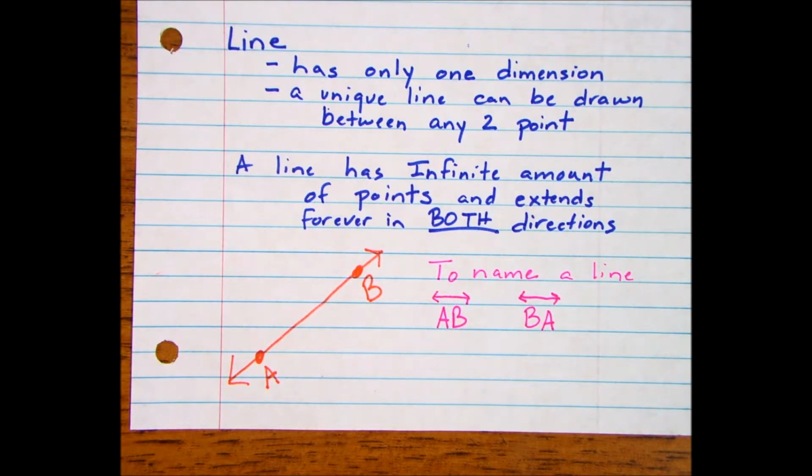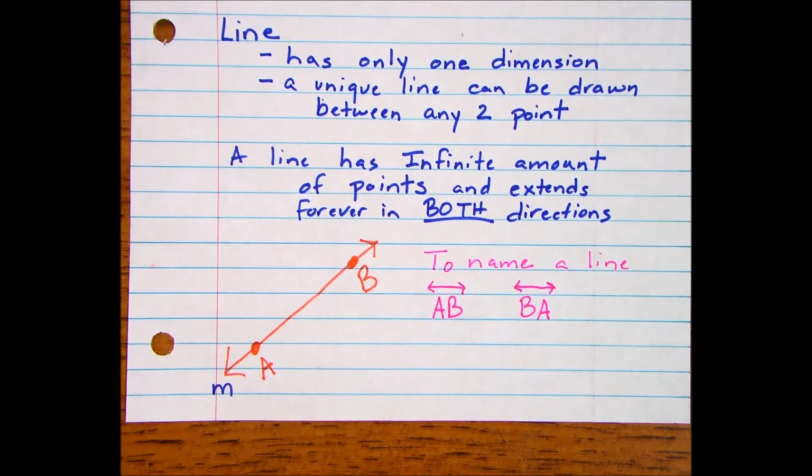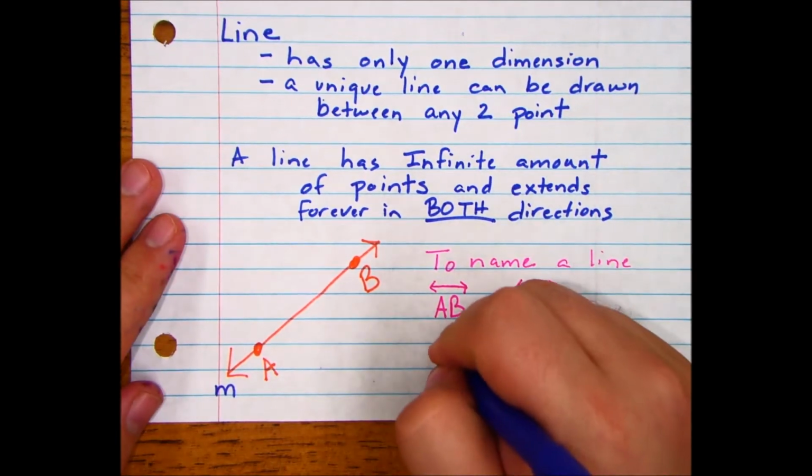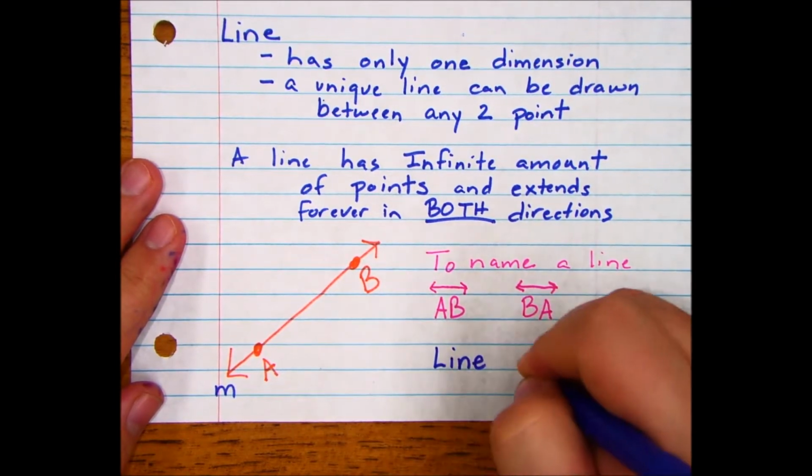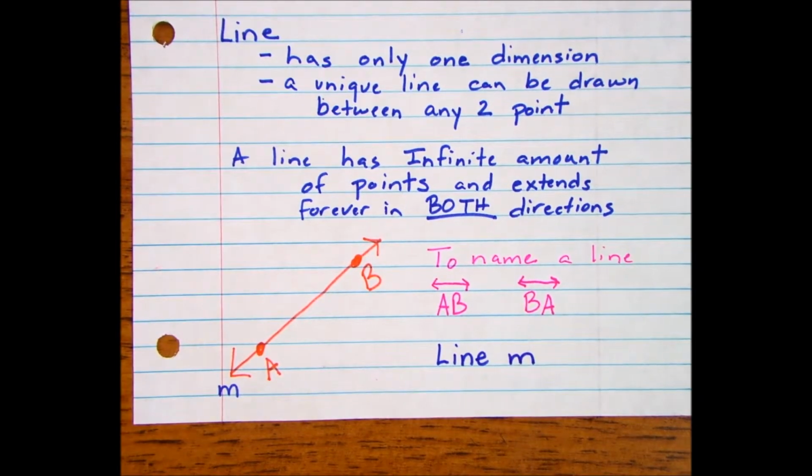One other method to determine a line is to use a lowercase letter for that line. So we could call this line M, and M is a lowercase m. Any lowercase letter will do though.